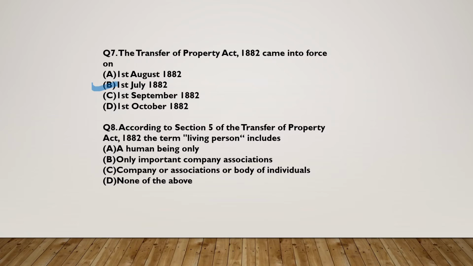Question number 8 says that according to Section 5 of the Transfer of Property Act 1882, the term living person includes what? Before that, tell me, if you have studied IPC properly, you would know the definition of person. Tell me the definition of person. In the Indian Penal Code, under which section is person defined? Yes, I can't hear you. So the correct section for the definition of person is Section 11 of IPC.